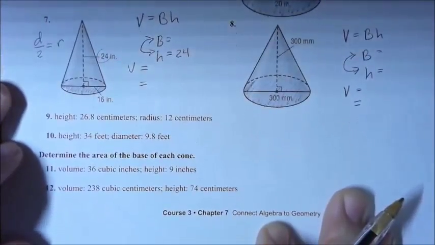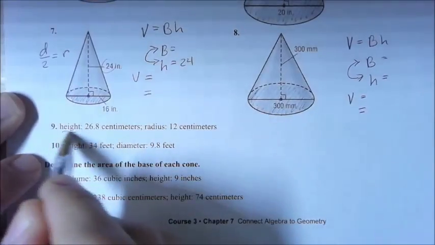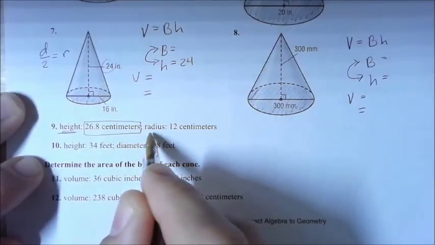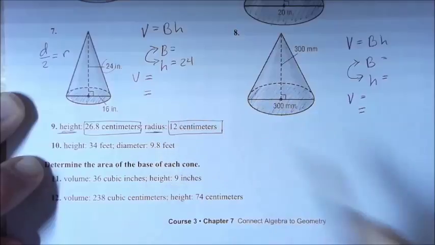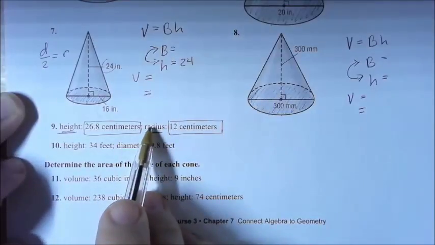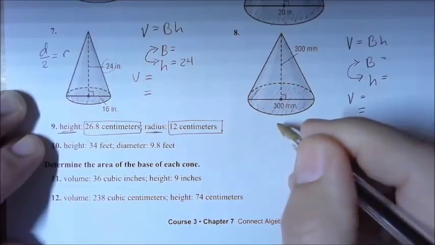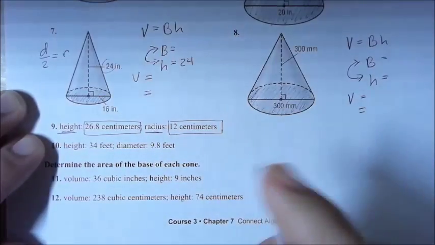So let's look at number 9. So number 9 says we have a height underlined of 26.8 centimeters box, and a radius underlined of 12 centimeters box. So I want you to actually draw this out and label it and then solve it. So I'm going to do it over here right beside it, and then you can do the rest of these somewhere else on this page. You got room all around here you can use.